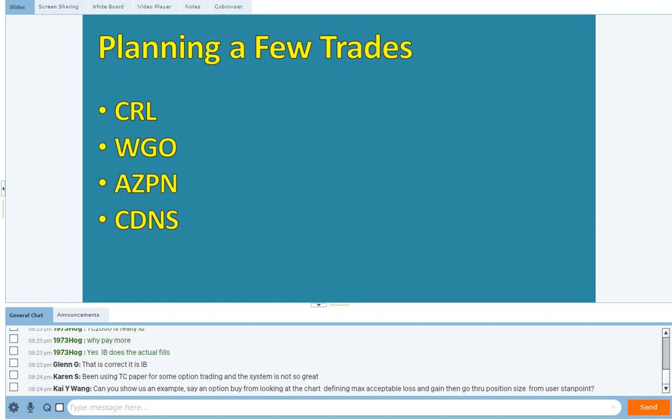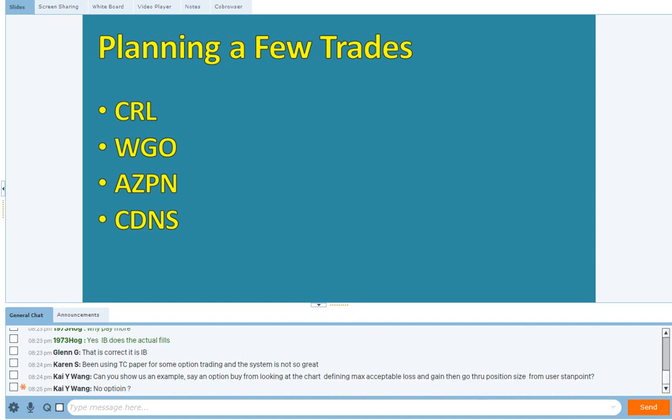Let's look at these trades. So CRL is a particular trade. It's probably not going to be for everybody. They don't have enough open interest to do an option trade on this with any sort of liquidity, so I would suggest that this is just going to be a stock trade. It's been trending strongly for quite some time, and it's been consolidating here for a week. And then today it broke out.